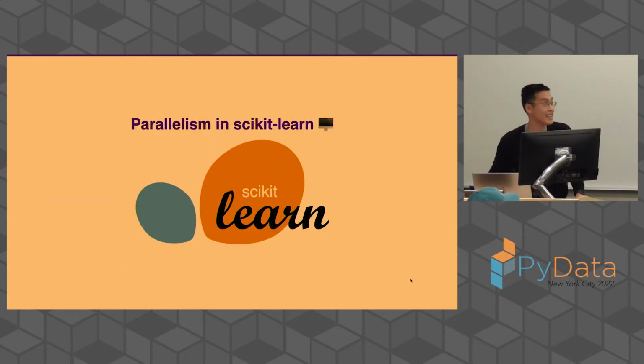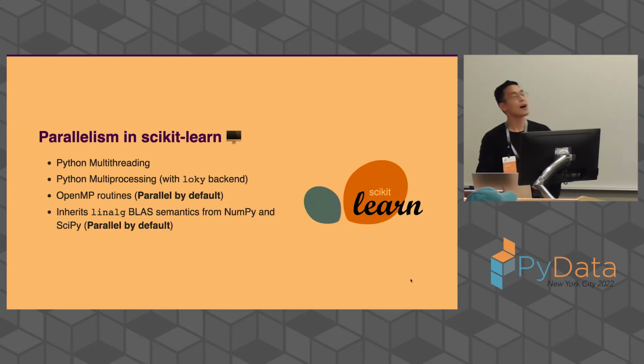Okay, scikit-learn has parallelism. It has many fun forms of it. Like SciPy, it uses multithreading and multiprocessing, but with a fun backend called Loky. It has OpenMP routines, which are parallel by default. It also inherits all the BLAS semantics from NumPy and SciPy because NumPy and SciPy are dependencies of scikit-learn. So if you're a library that uses NumPy and SciPy, you also inherit all the parallelism aspects of using BLAS, which is all the linear algebra operations.